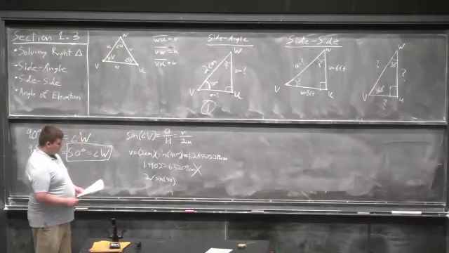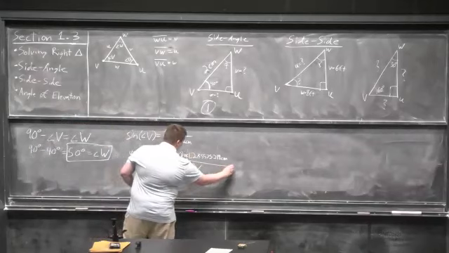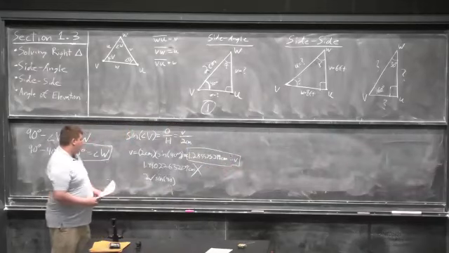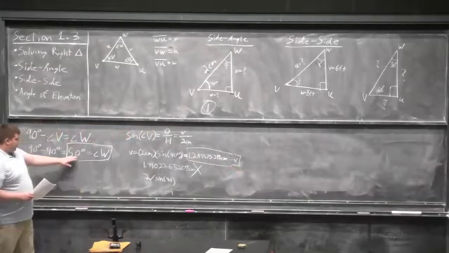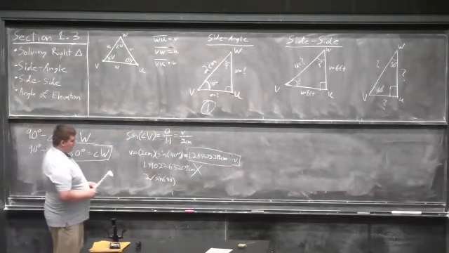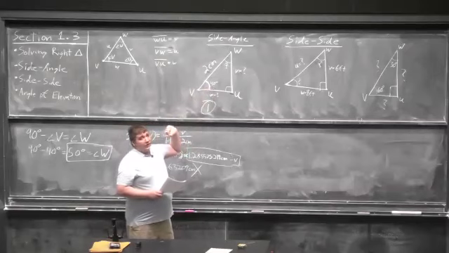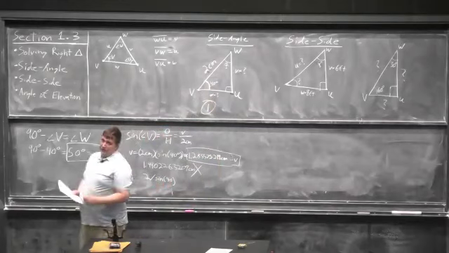So this is our correct answer for V. Notice I'm keeping my units in degrees here because I want to match what the other side is. What I mean by that is angle V was given in degrees, so therefore angle W should also be given in degrees.